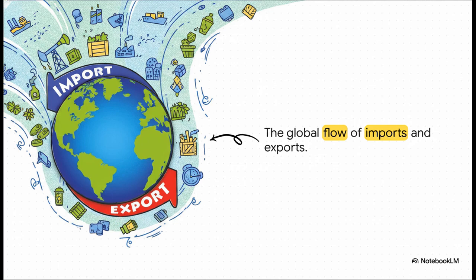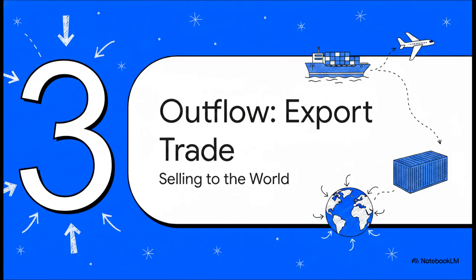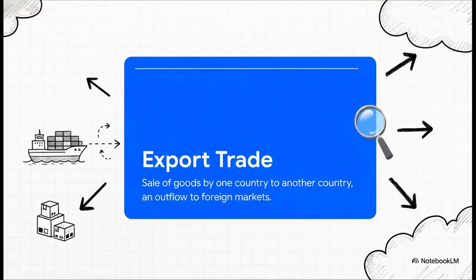And what this does is create a massive, powerful inbound flow connecting those resource-rich nations directly to buyers who desperately need those specific goods. It's this constant, vital stream that just keeps home economies totally fueled and running. Which naturally brings us to the exact opposite motion. Let's pivot over to Section 3, outflow, export trade. So by definition, export trade is the sale of goods by one country to another. It's a direct contrast to what we just talked about, representing a massive outflow. You're taking home-produced items and sending them out to a foreign overseas market.